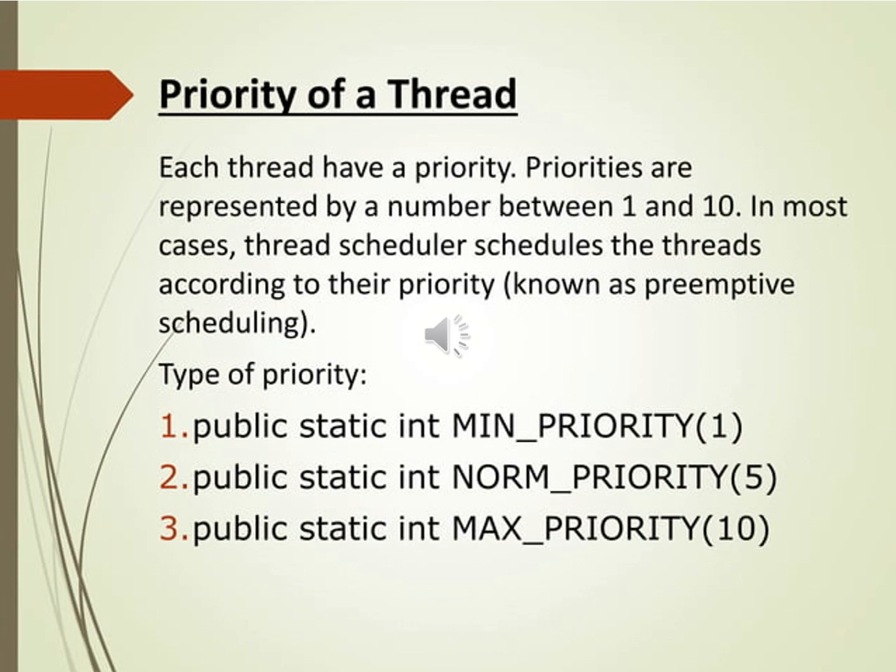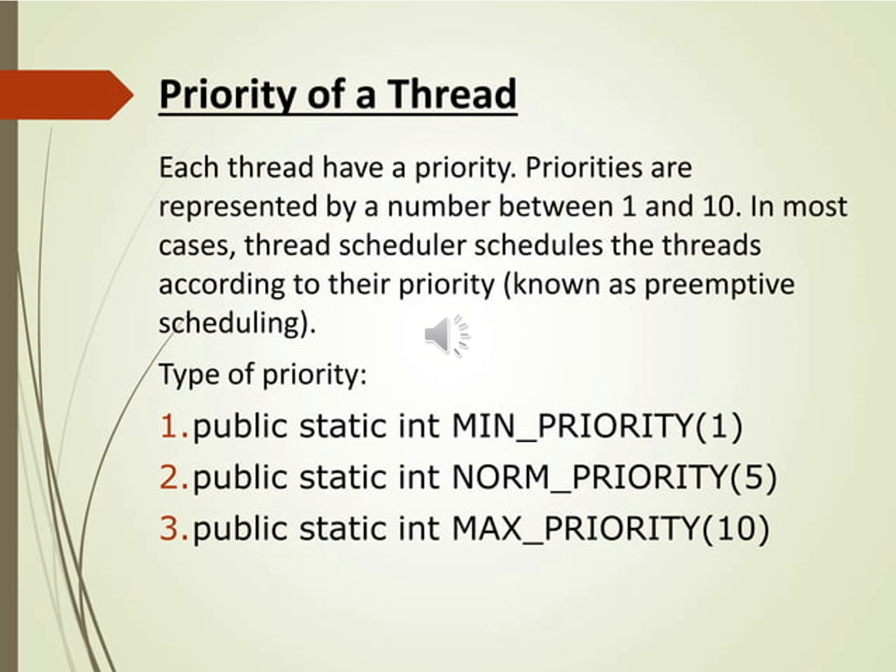We can set the priority by using numbers or a method. Numbers are represented by priority 1 to 10, and the methods are minimum priority, maximum priority and normal priority. The default priority is set to 5, minimum priority is set to 1 and maximum priority is set to 10.